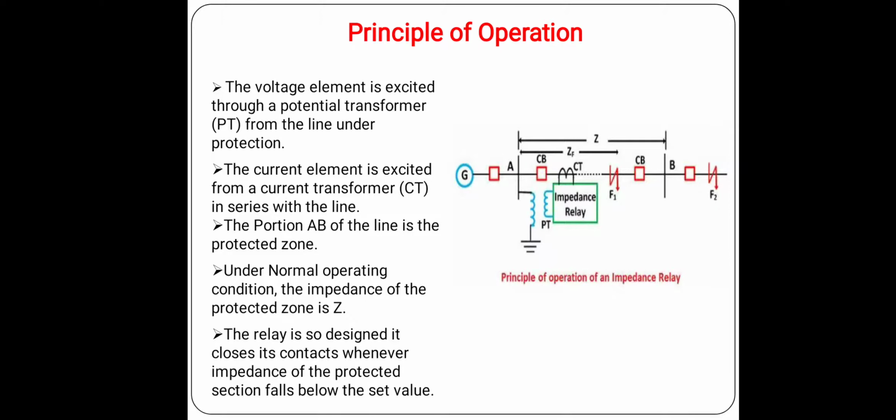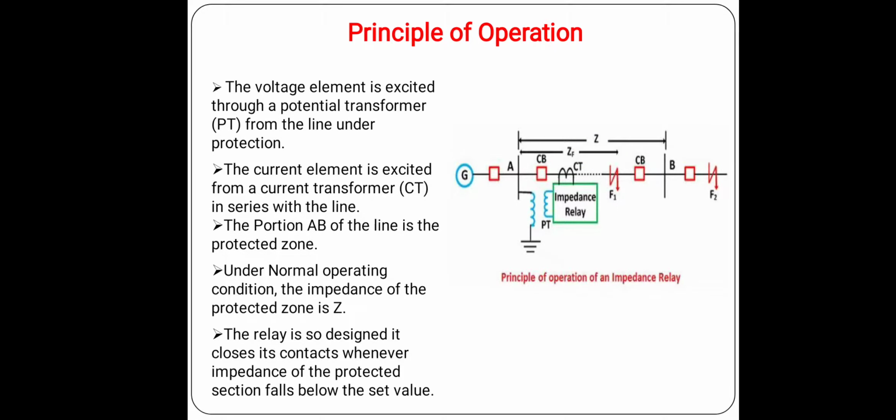Here we will see that the voltage element of the impedance relay is excited through a potential transformer which is in line under the protection scheme, and the current element of this relay is excited with the current transformer which is in series with the transmission line. In this diagram we will see that AB is the protected zone and the impedance of this protected zone is this capital Z, which is the preset value. In this type of protection scheme we will always compare with this preset value of Z.